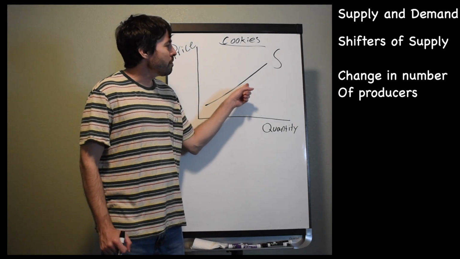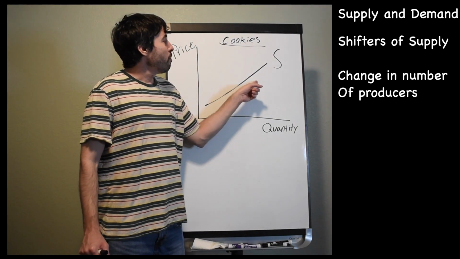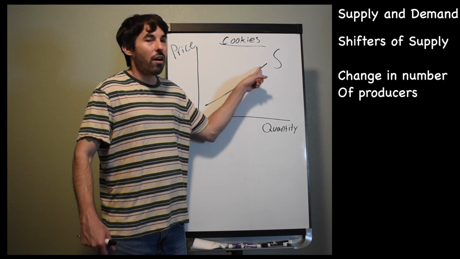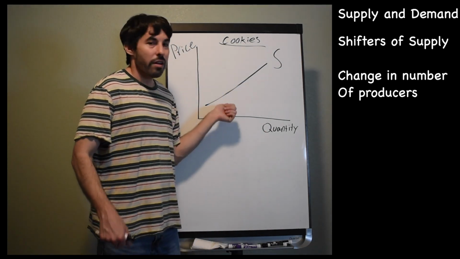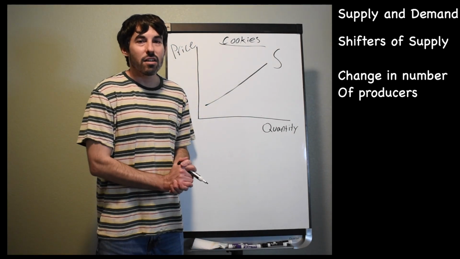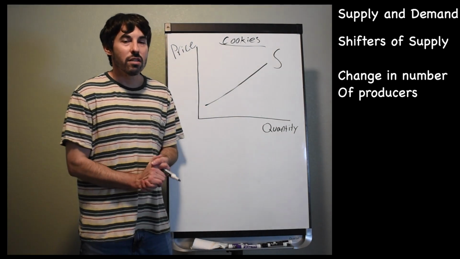So as the price goes up, there's a chance for profit. The more that businesses think they can earn off of selling cookies, the more cookies they'll produce. The less they think they can earn, the less they'll produce. Things that cause the supply to shift.